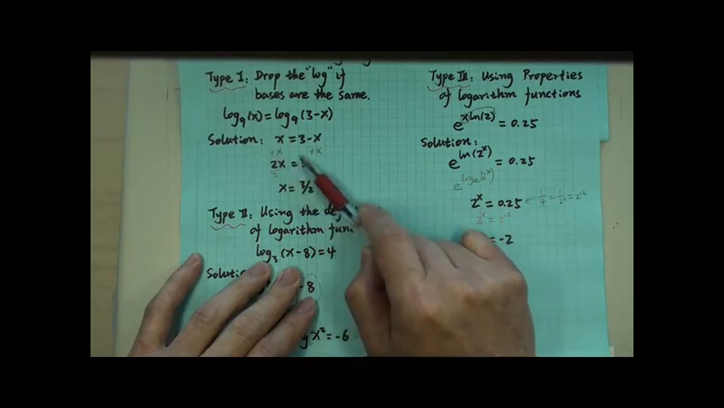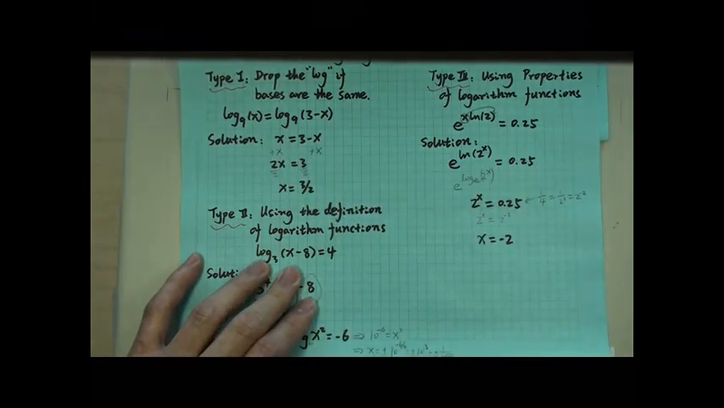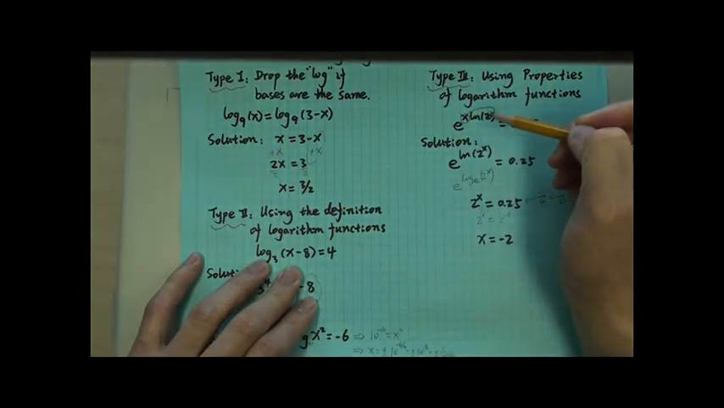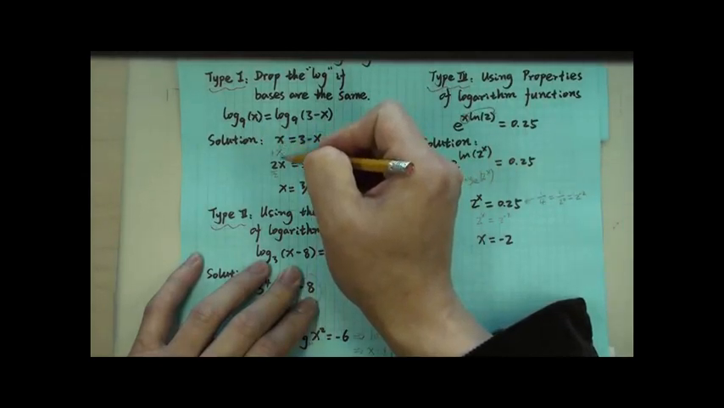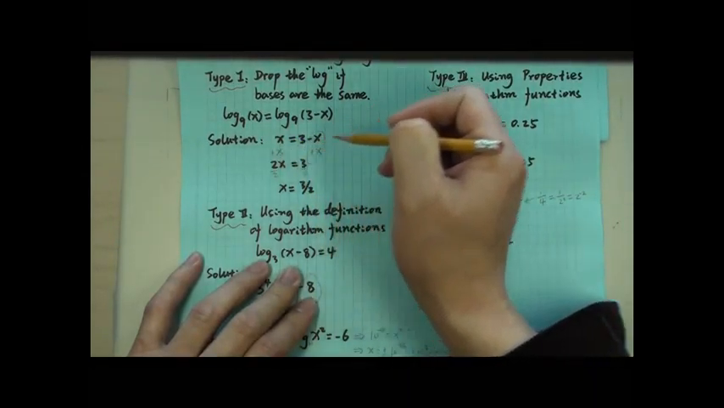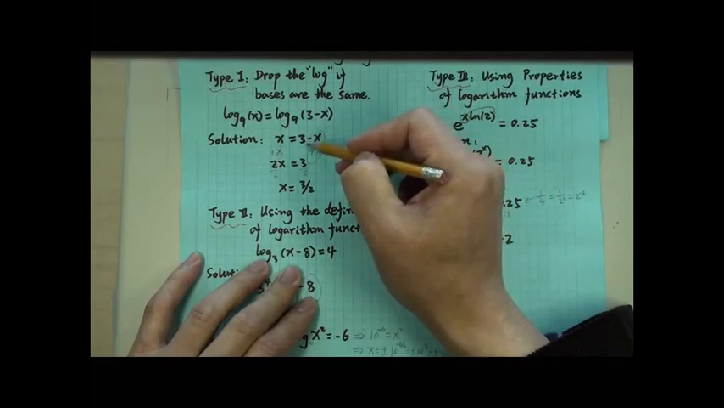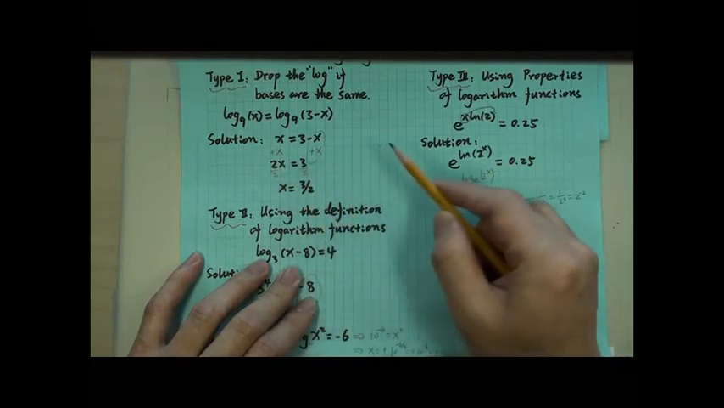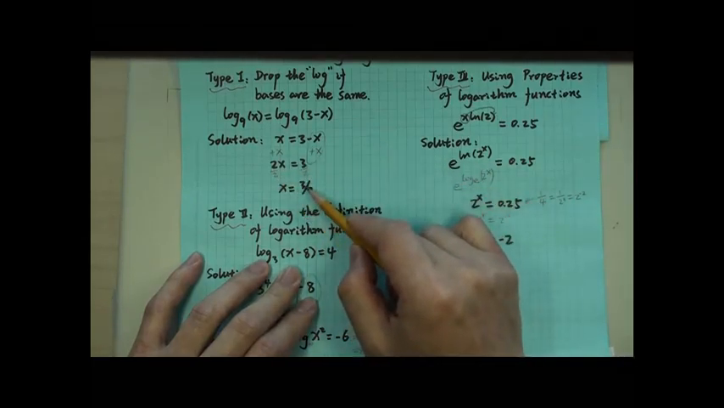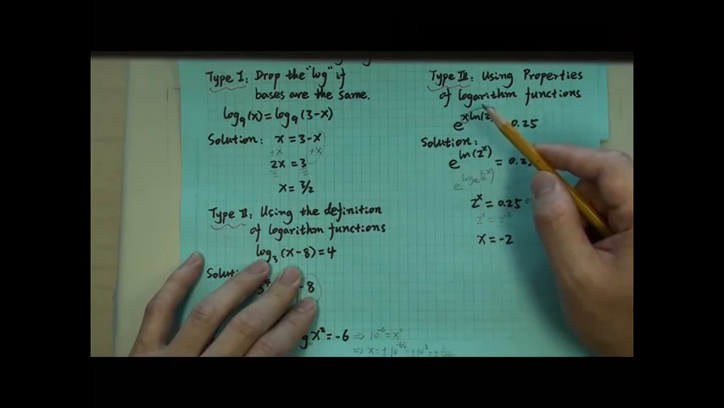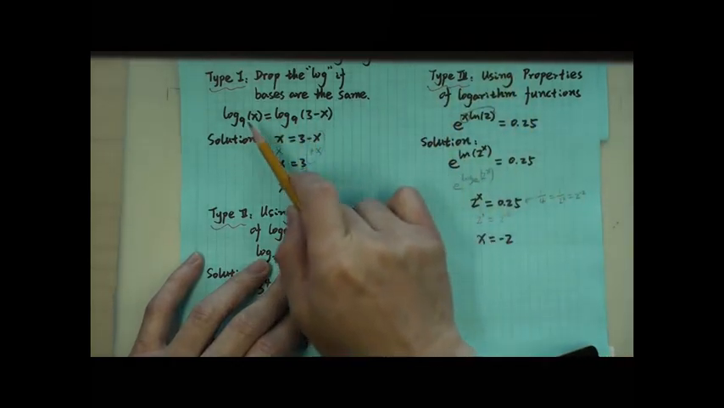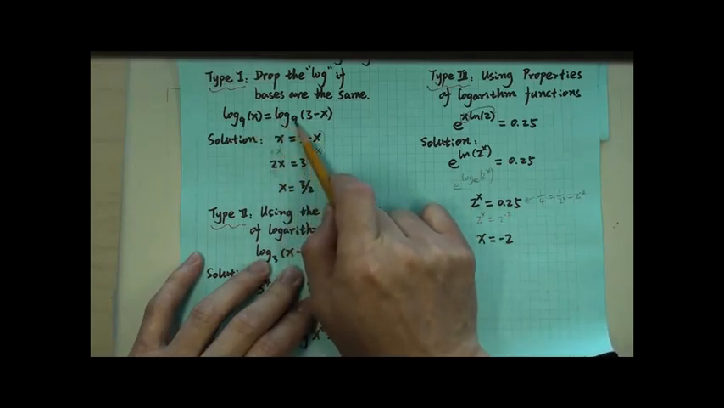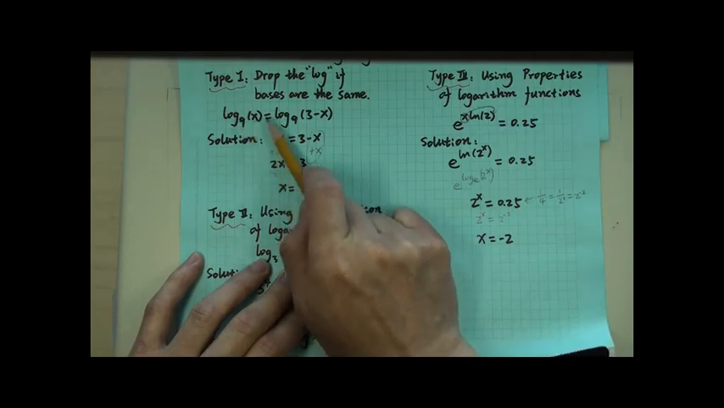Both sides add x. Then we can cancel positive negative x. Left hand side there is 2x. Right hand side is 3. Divide by 2 on both sides. So x is 3/2. So basically this one is easy to do. If bases are the same, then we can drop log.